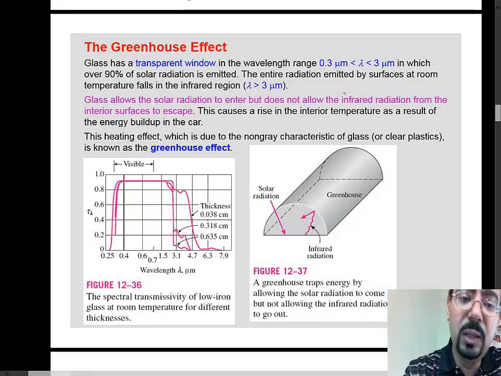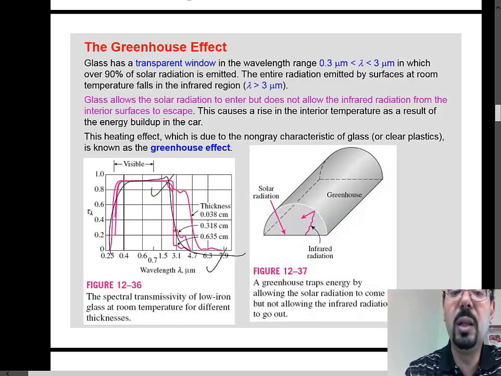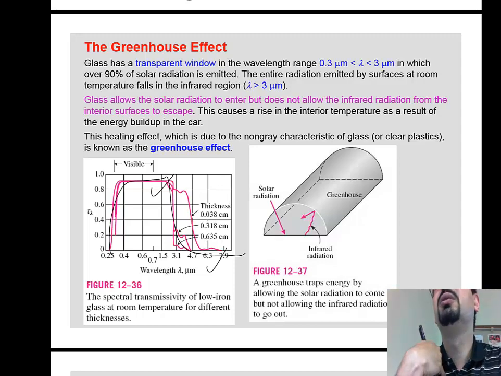Because, again, look at their transmissivity. Very good for the visible range, where the sun is sending its radiation, but then it goes to zero when it comes to our radiation. All right?